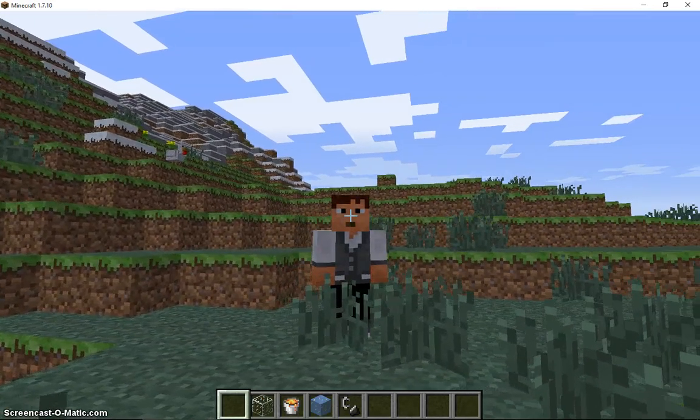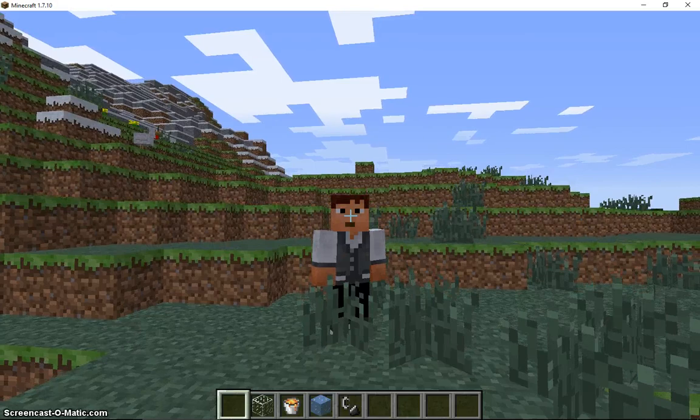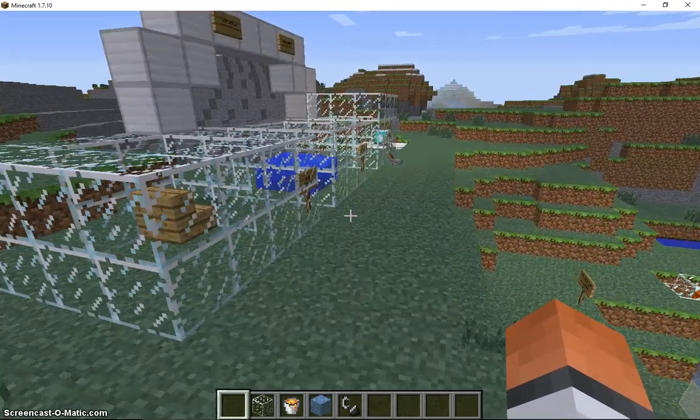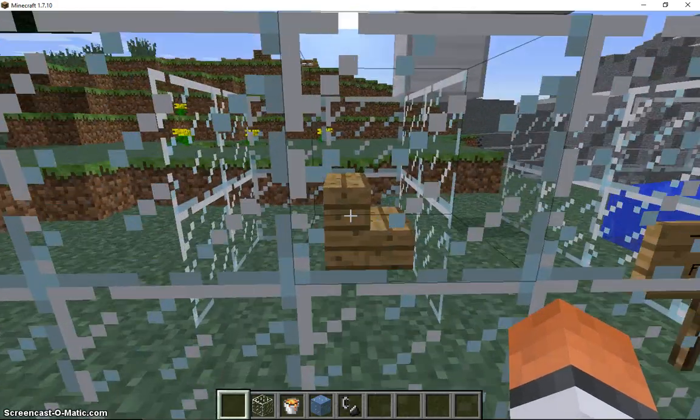Today we're going to be talking about the chemistry that we see in Minecraft. So without further ado, let's get right to it. Let's start off with the four states of matter. The first state we have are solids.